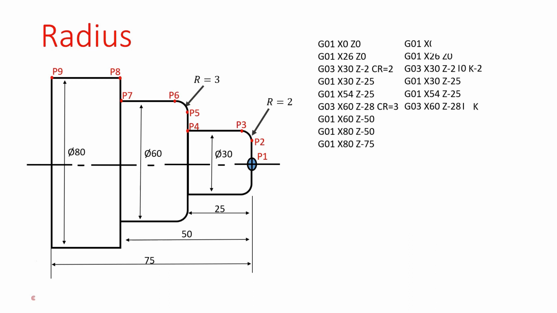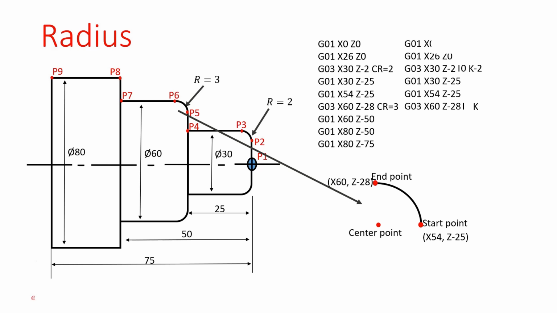This arc I will draw here. This is the radius start point, value is x54, z-25. And this is the radius endpoint, value is x60, z-28. This is the center point of the radius. From the start point to the center point of the radius, the x value is the same. There is no change in x value. That's why we define the I value as 0. Next, check the z value.